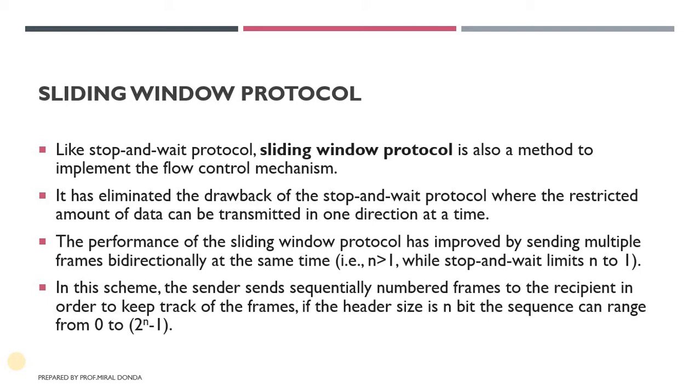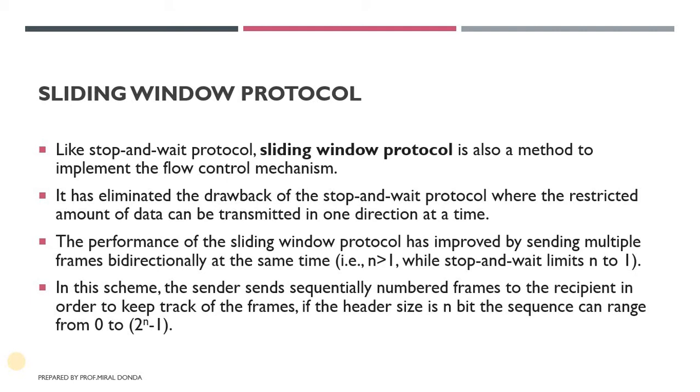In this scheme, the sender sends sequentially numbered frames to the receiver in order to keep track of the frames, and if the header size is n bits, the sequence numbers can range from 0 to 2 raised to n minus 1. So here also it maintains the sequence of packets at the receiving side by introducing the sequence number. It writes the sequence numbers on the packets, so by seeing that sequence number, we can reassemble the packets at the receiver side.